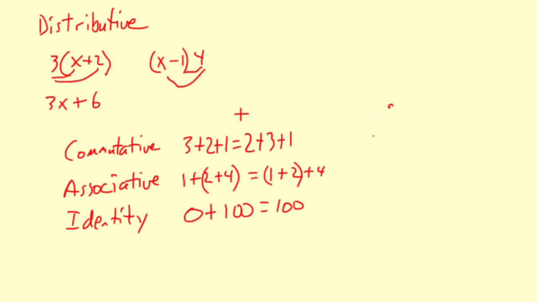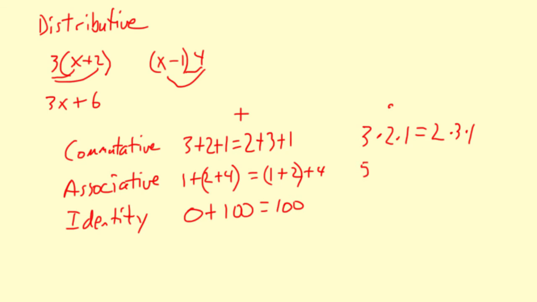Multiplication, commutative property. Does it work for multiplication too? Absolutely. So 3 times 2 times 1 equals 2 times 3 times 1, or any other order you want to use. Associative for multiplication, does that work? You betcha.